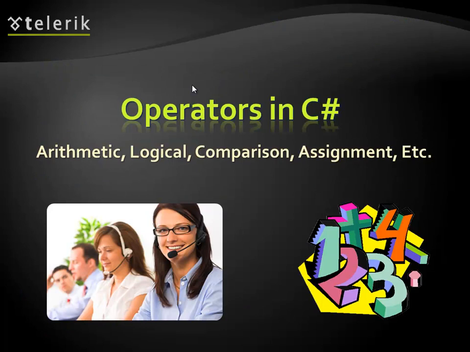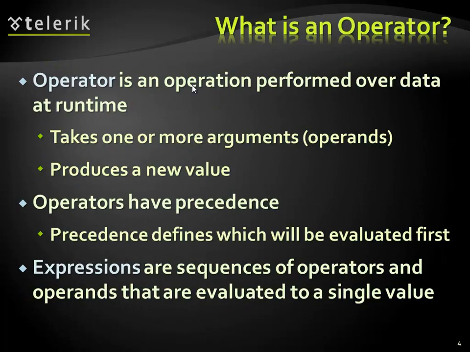So let's get started. First of all, the definition. An operator is a symbol. Usually it's a symbol which we use to perform some changes in our data. For example, we can take two numbers and we can add them, or we can multiply them. So we have an operation for that.